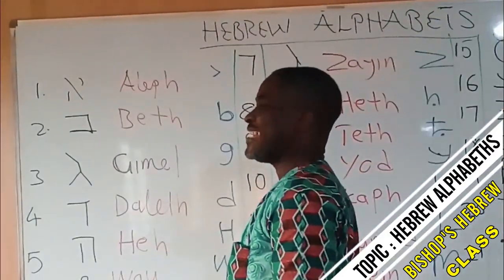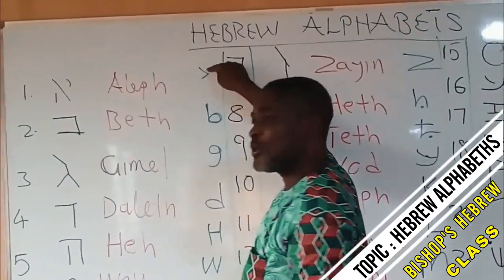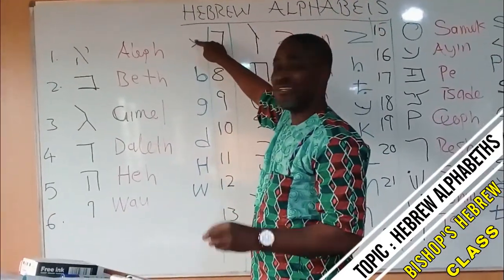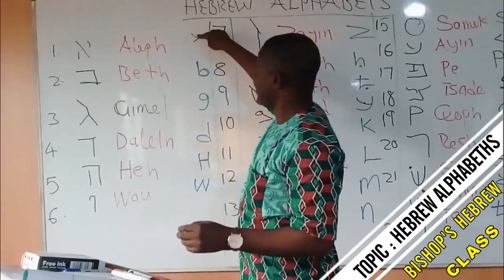Now, when you look at this, the first letter is an Aleph. It's not standing for an A. The sign is just like a smooth breathing, like it's supportive. It's a guttural, so it's standing for this.